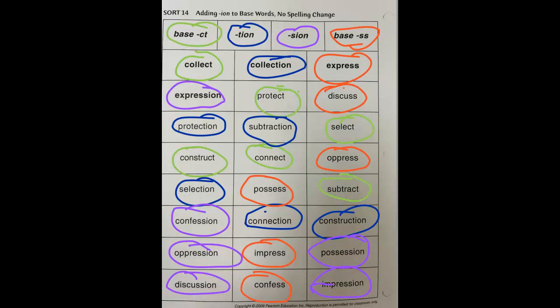Really, what you need to think about is the words that end with a CT and the SS, and then think about how to add the ending. Blue Group, take your picture. Make sure you're studying.